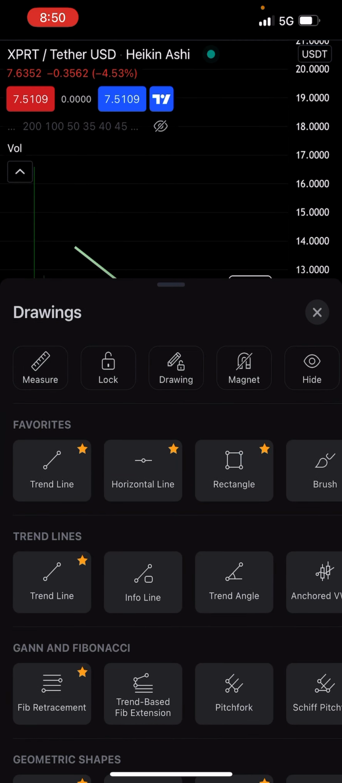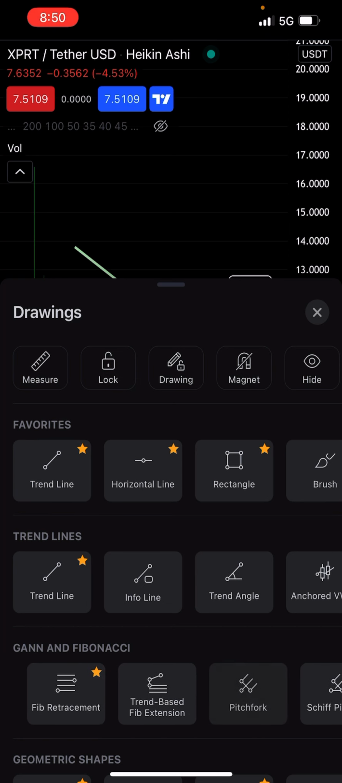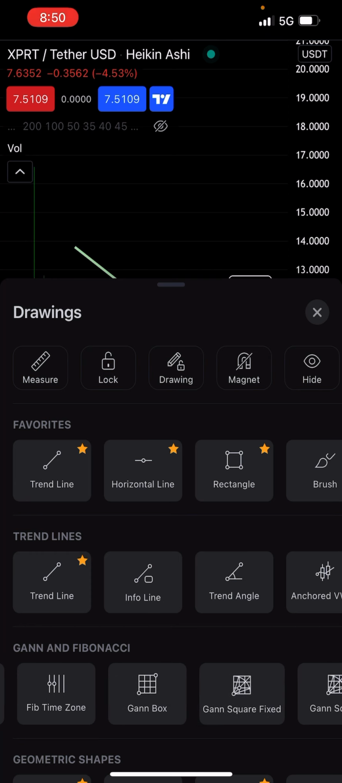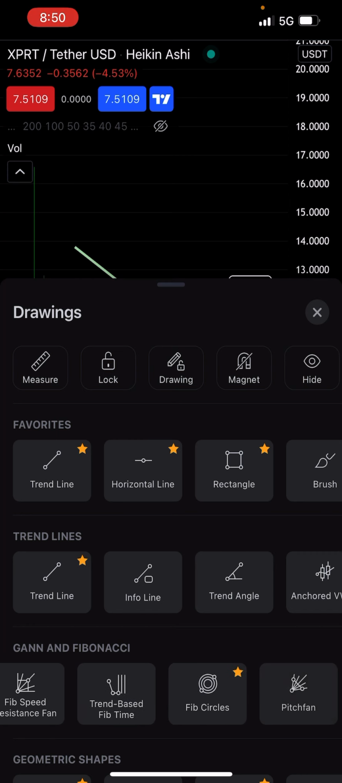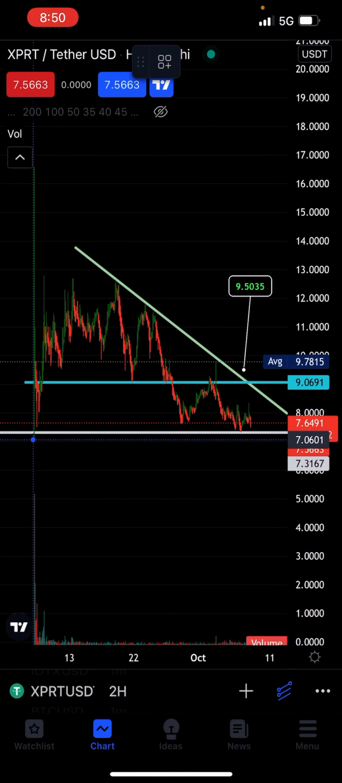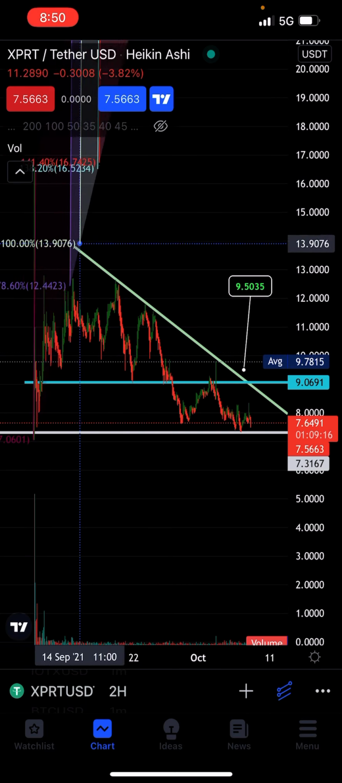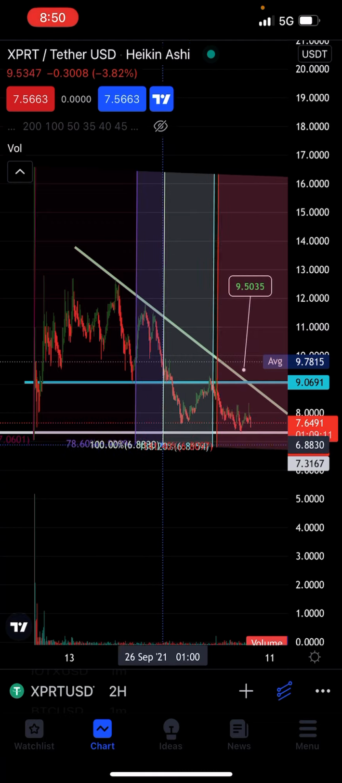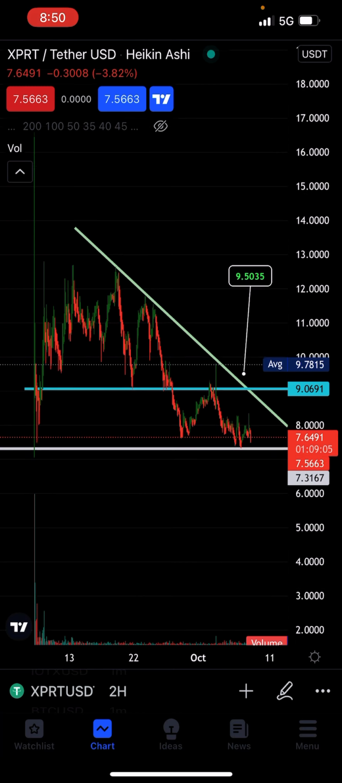Then what I'm going to do is pull out my Fibonacci's, and I'm going to go to Fibonacci. Where is it at? I believe it is, I think it's this one. No, it's not that. I was playing around with something, but I'm not going to use it.